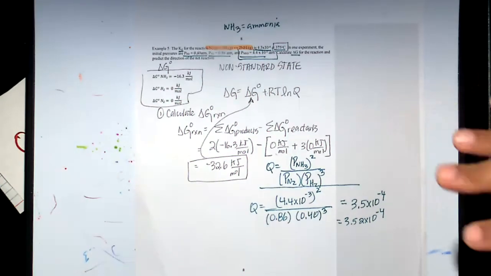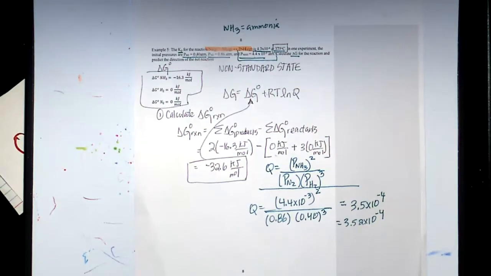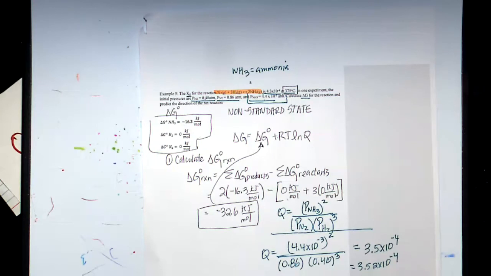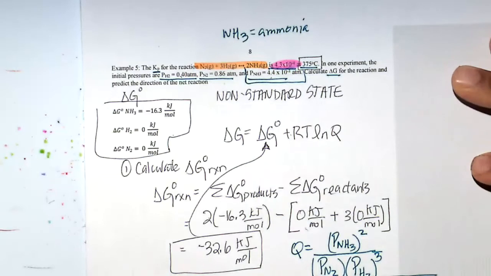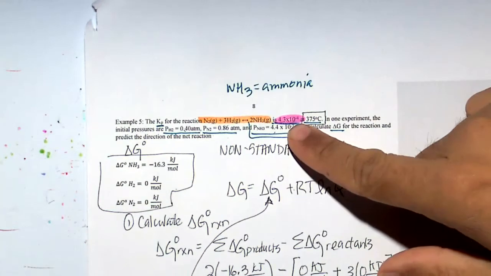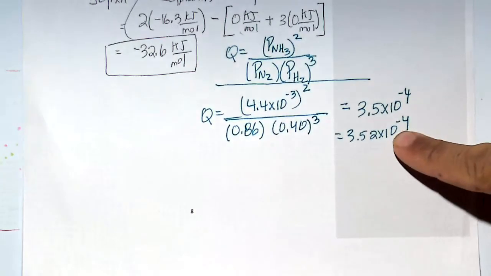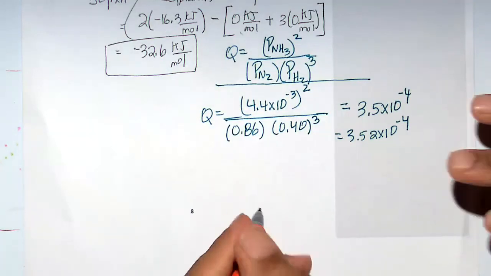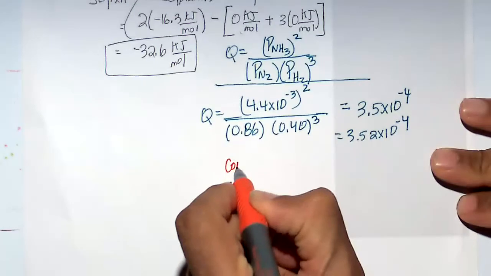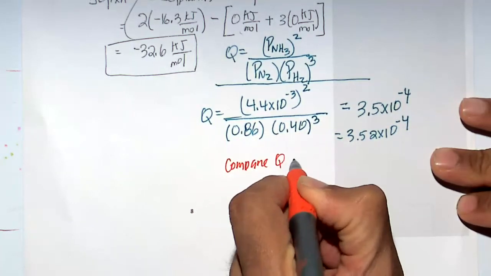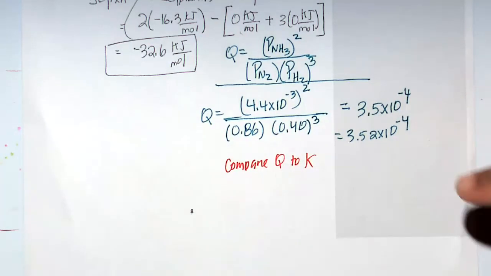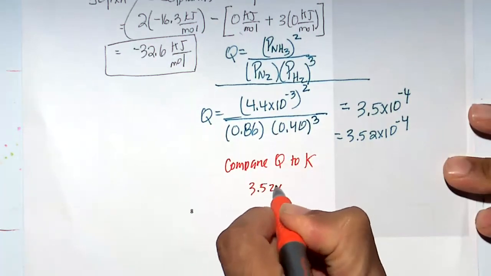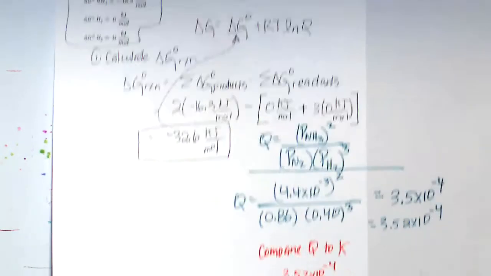Oh, yeah, K is, I'll highlight that in pink. So we're not at equilibrium. We're not at equilibrium. How do I know? Because that's K, and this is Q. Okay, so let's compare Q to K. Put Q first. So Q is 3.52 times 10 to the minus 4. K is given to us as 4.3 times 10 to the minus 4.